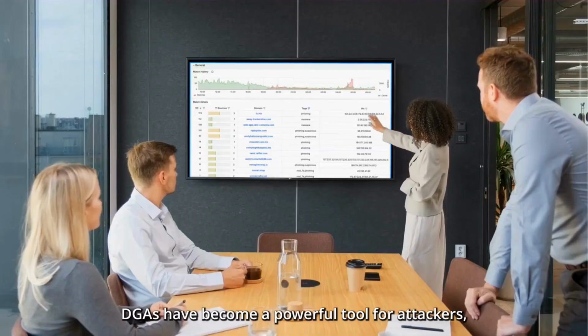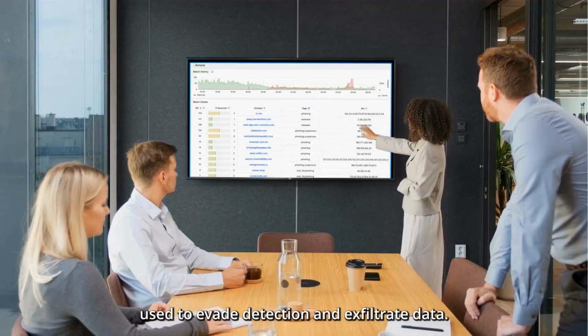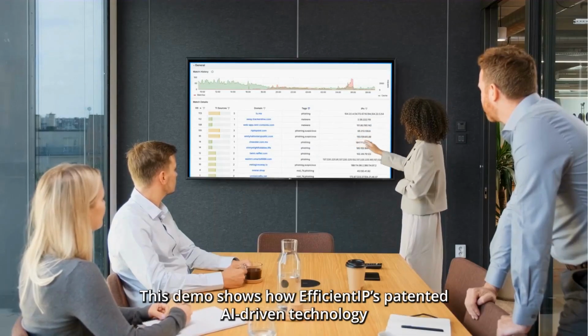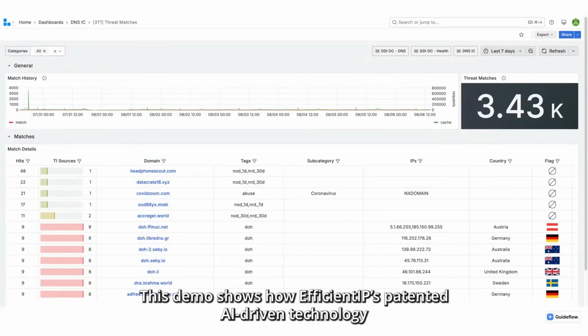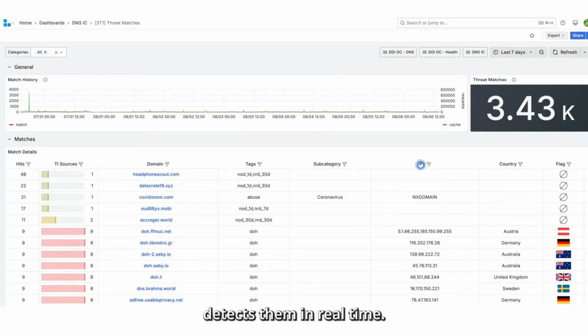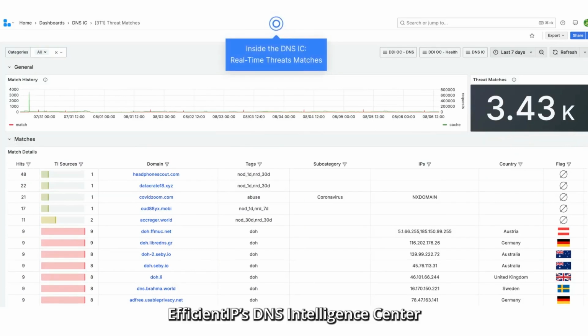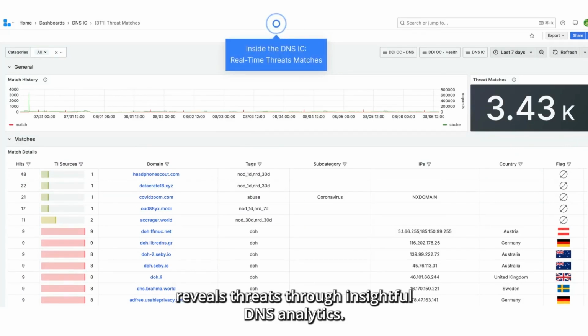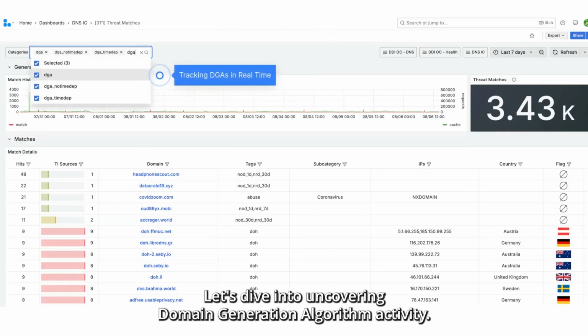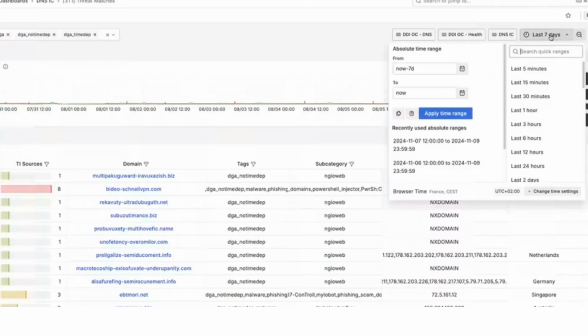DGAs have become a powerful tool for attackers, used to evade detection and exfiltrate data. This demo shows how EfficientIP's patented AI-driven technology detects them in real time. EfficientIP's DNS Intelligence Center reveals threats through insightful DNS analytics. Let's dive into uncovering domain generation algorithm activity.